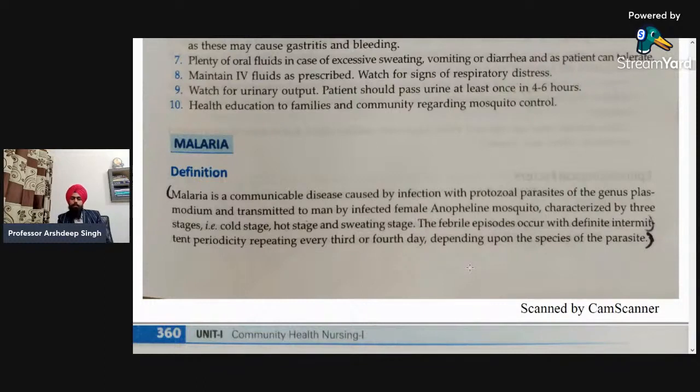Malaria is a communicable disease caused by infection with the protozoal parasites of the genus Plasmodium and transmitted to man by infected female Anopheles mosquito. Okay, Anopheles mosquito is the vector. So it is a communicable, protozoal disease, caused by a causative organism of the category of Plasmodium, and it is transmitted through the vector.